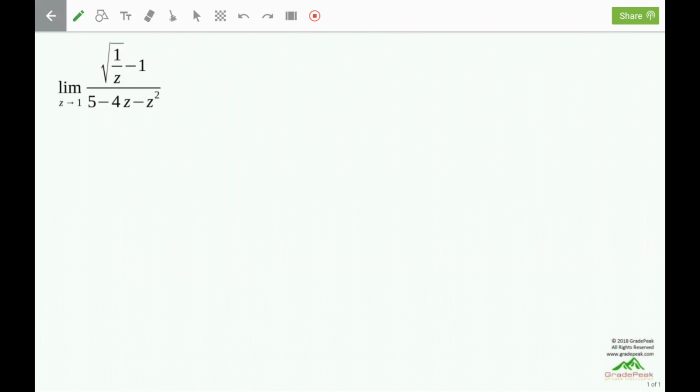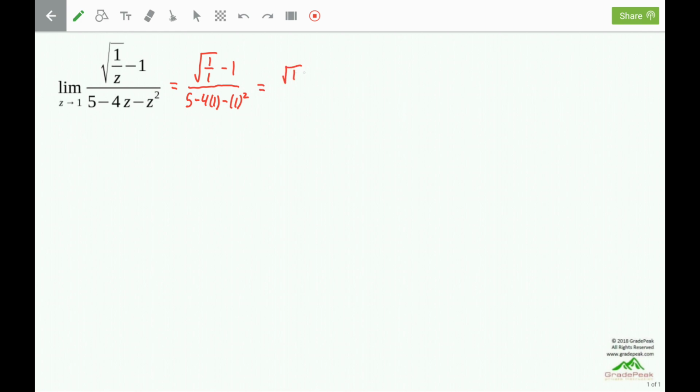Limit as z goes to 1 of the square root of 1 over z minus 1, all over 5 minus 4z minus z squared. The first thing we're going to do is try plugging a 1 in for each of the z's. That'll give us the square root of 1 over 1 minus 1, over 5 minus 4 times 1 minus 1 squared.